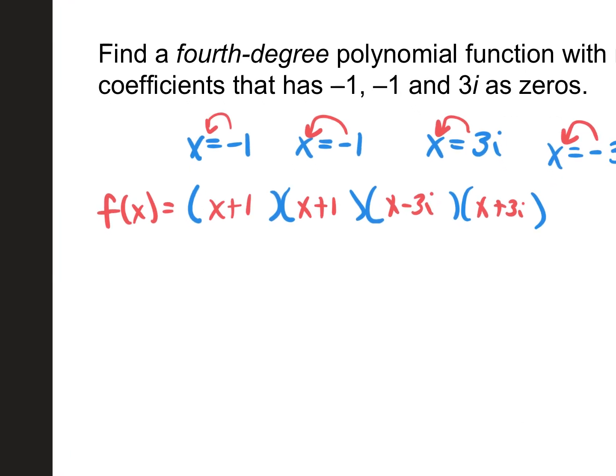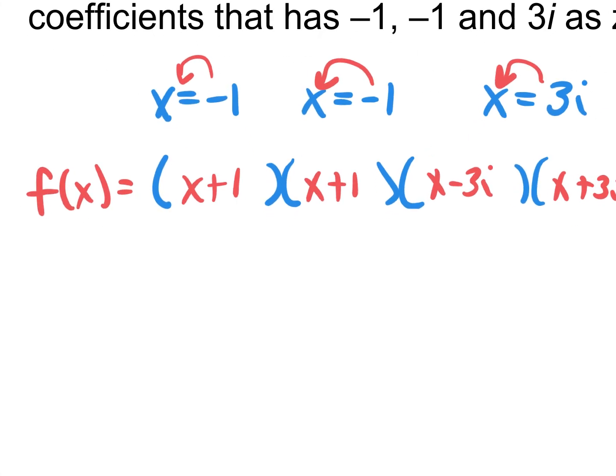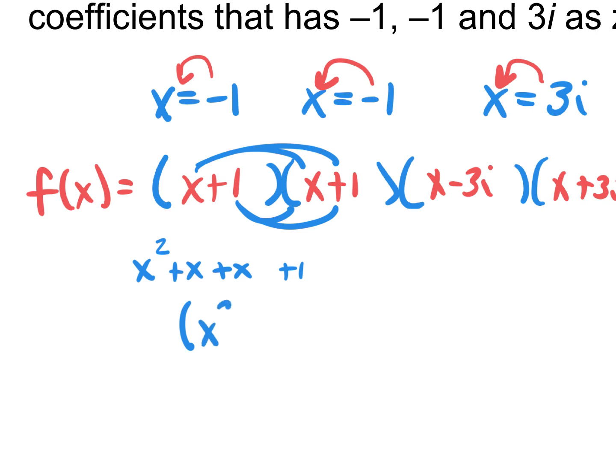You guys can FOIL this together any way you want to. I would keep the real stuff together. So x times x is x squared. x times 1 is plus x. 1 times x is plus x. And 1 times 1 is 1. Agreed? Combine like terms: x squared plus 2x plus 1.